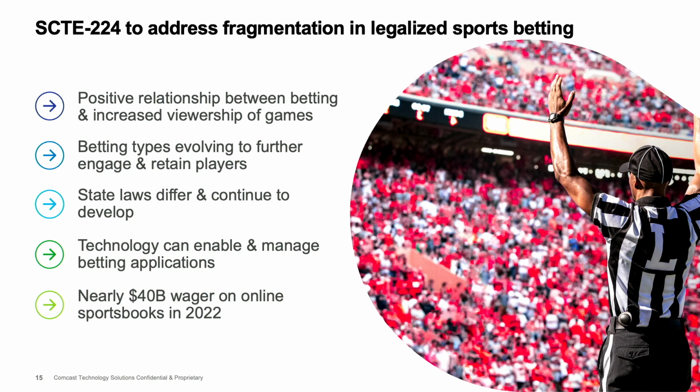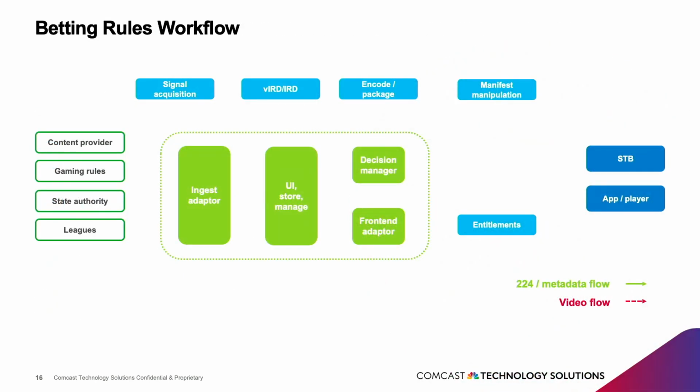State law differs and continues to develop, so that's something that always has to be factored in if somebody's going to make betting available on the TV screen or the video screen or whatever screen they're on. We think that technology can enable and manage betting applications in an effective way. The stats are pretty staggering around the amounts, like the 40 billion in wagers on online sports betting in 2022, and that's only continuing to grow.